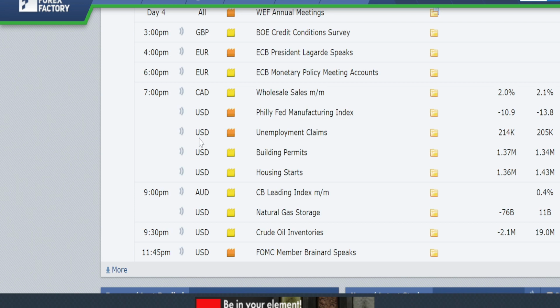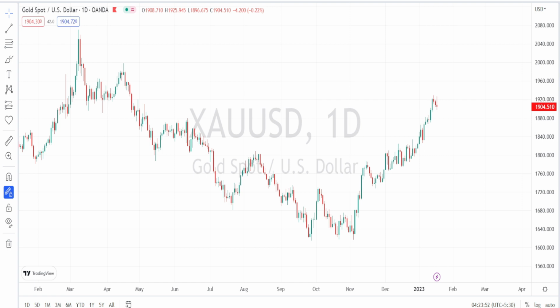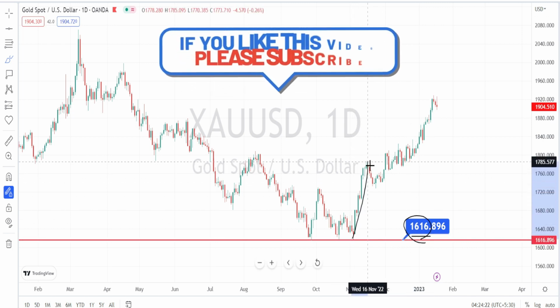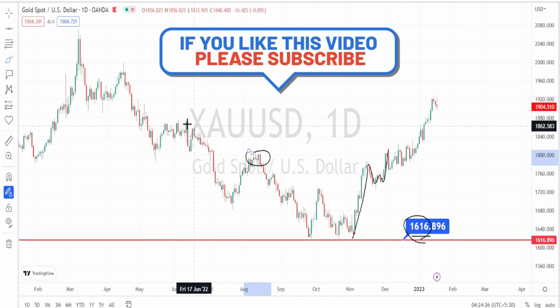Let us begin with our gold analysis. I'm in the daily time frame now. When we look at the current trend of the price action, after taking support around the support level of 1616, we have noticed the price action continuously trend on the bullish side, breaking the previous resistance levels also.